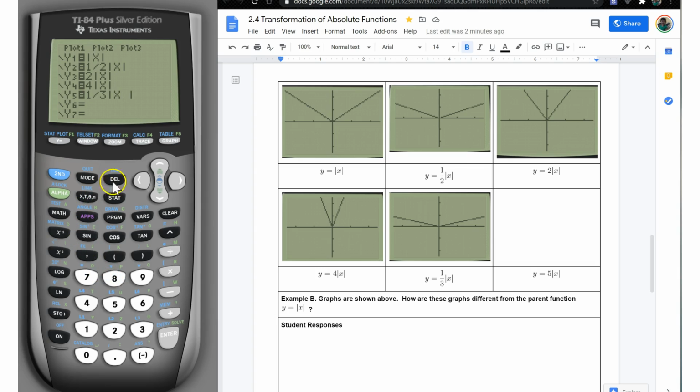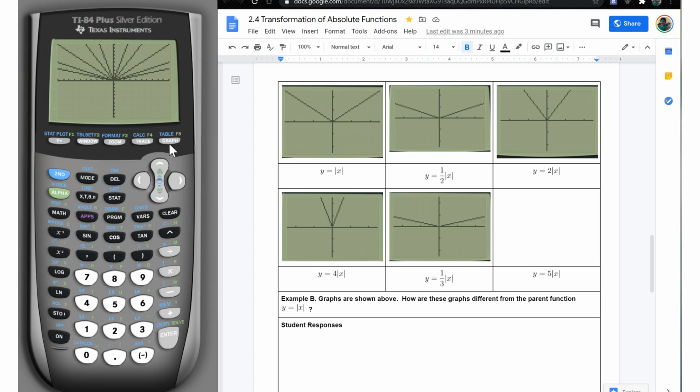I'm going to go ahead and you're going to see the parent function. That's going to be the first graph. And then the rest of them, you're going to see how it's going to affect as you compare to the parent function. So that's the parent function. That's y equals 1/2 x. The other one is y equals 2x. The other one is y equals 4x. And the last one is y equals 1/3 x.